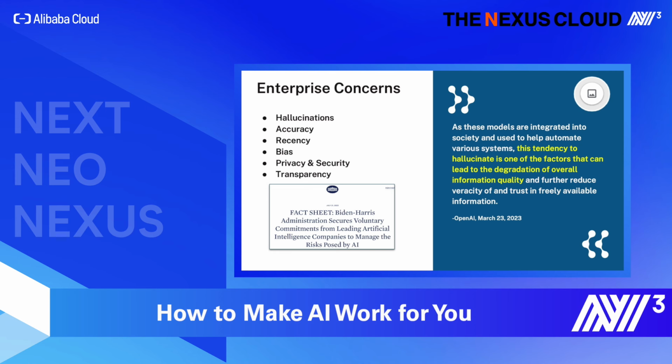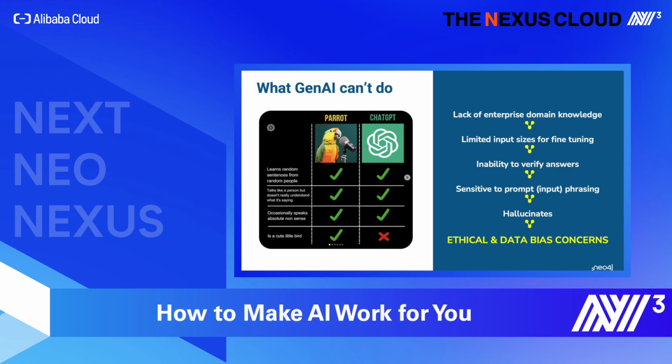But unfortunately, with LLMs today, we can't do that. And we have a very good comparison. ChatGPT does everything, right? It learns random sentences from random people and just summarizes them. It talks like a person, and it occasionally speaks absolute nonsense, just like a parrot. But at least a parrot is cute, right?